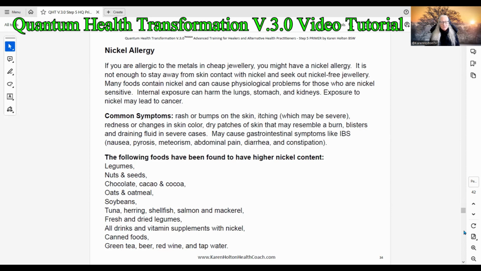The following foods have been found to have high nickel content: legumes, nuts and seeds, chocolate, cacao, and cocoa, oats and oatmeal, soybeans, tuna, herring, shellfish, salmon, and mackerel, fresh and dried legumes, all drinks and vitamin supplements with nickel, canned foods, green tea, beer, red wine, and tap water.